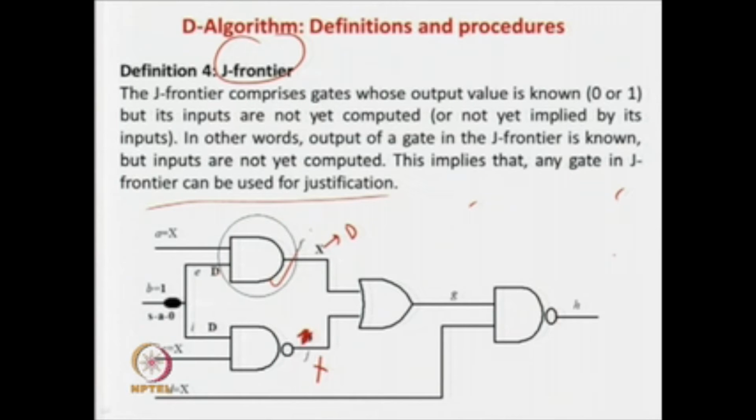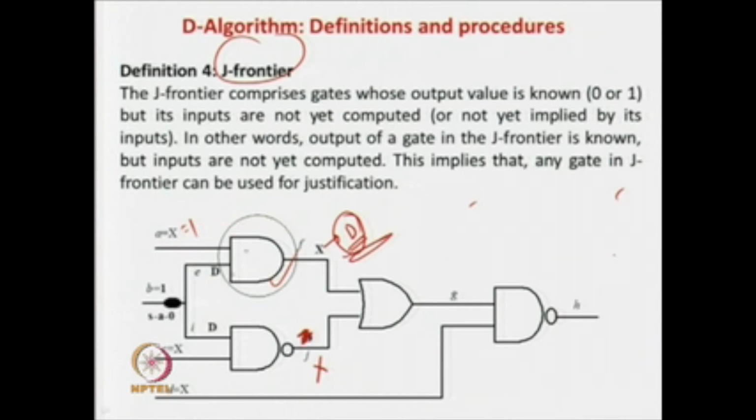Now what happens? In this class just look at this gate. The output is known to be D, and one of the inputs we know to be D, the other input is X. So this gate will lie in the J frontier, because now this is D, this is D, and we need to find out what the X is. That means you are going backward, and this gate still has scope for justifying the output of D over here. So obviously we know that X equals 1. So you select X equal to 1, then this input actually justifies the propagation of this one. So this gate falls in the J frontier.